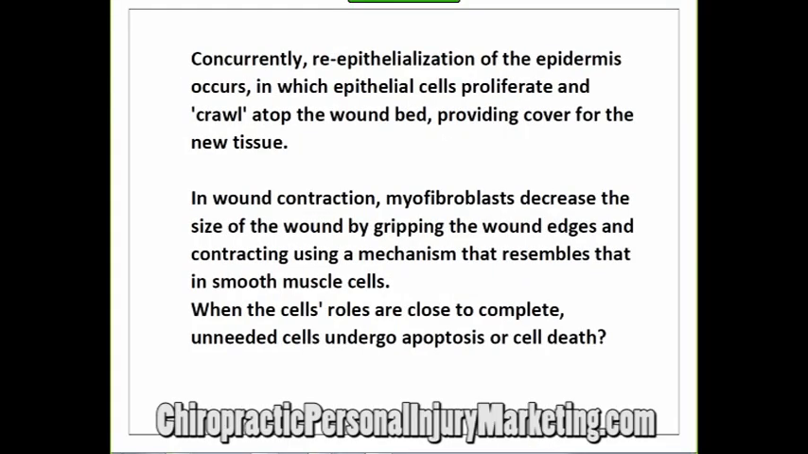Concurrently, reepithelialization of the epidermis occurs, in which epithelial cells proliferate and crawl atop the wound bed, providing cover for the new tissue. In wound contraction, myofibroblasts decrease the size of the wound by gripping the wound edges and contracting using a mechanism that resembles that in smooth muscle cells. When the cell growth is close to complete, unneeded cells undergo apoptosis, or cell death.